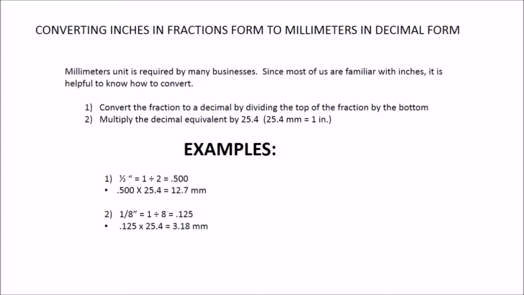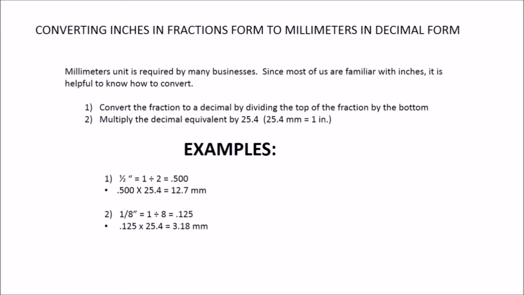Converting inches in fraction form to millimeters in decimal form. Millimeter units are required in many businesses. Since most of us are familiar with inches, it's helpful to know the conversion. Convert the fraction to a decimal by dividing the top of the fraction by the bottom. Multiply the decimal equivalent by 25.4, since 25.4 millimeters equals 1 inch.